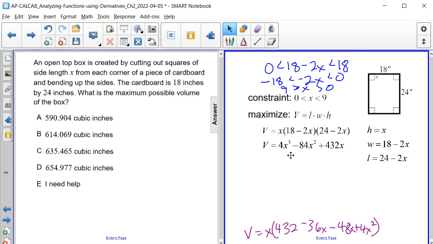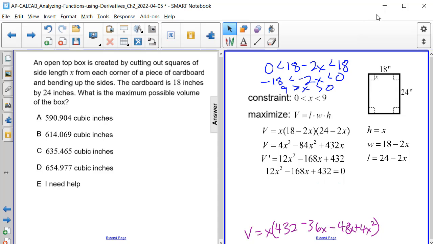Next, we're going to take the derivative of our volume equation using the power rule. So we'll have 12x squared minus 168x plus 432. And then we're going to set it equal to 0 in order to determine our critical x values. And there are a couple of different strategies that you could use to find the zeros of this derivative. For example, you could graph the quadratic and use the zero commands of the calculator to find its zeros, or you could use the quadratic formula.